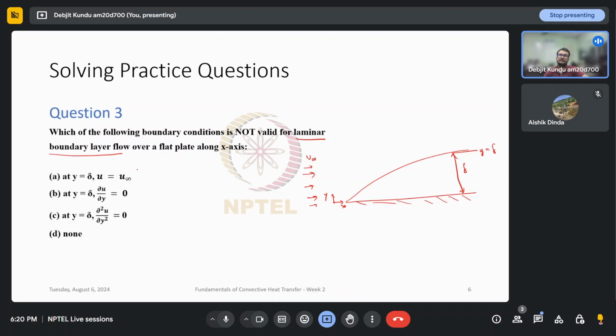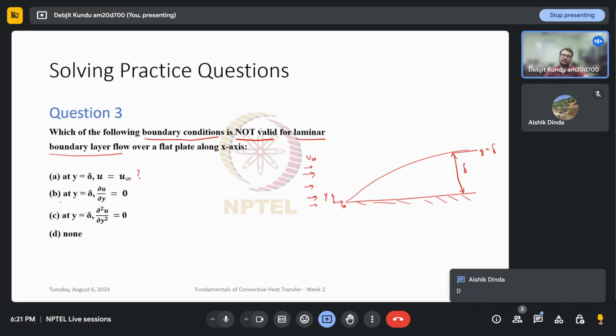The question is asking us, there are a few options given. The options are different boundary conditions. Which of the following boundary conditions is not valid for laminar boundary layer flow over a flat plate along the x-axis? Statement A says that at y equal to delta, u equal to u infinity. Is this true or not?